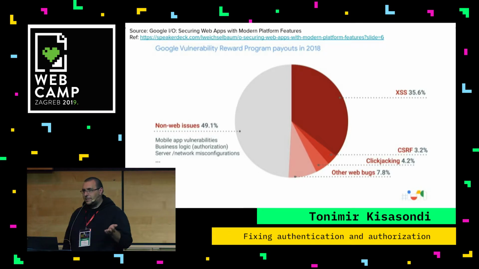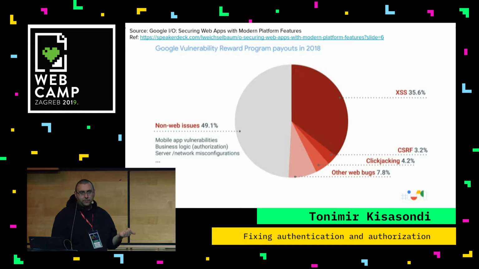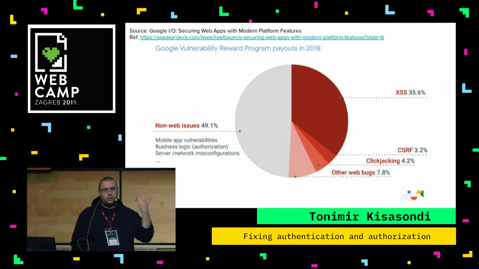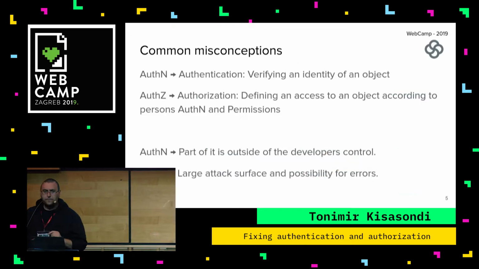And like 49% of the vulnerabilities that Google sees on their systems are mobile app vulnerabilities, business logic bugs, and network level misconfiguration. So authorization, authentication, sensitive data exposure, this is like half of the bugs we see. And this is pretty much true today.